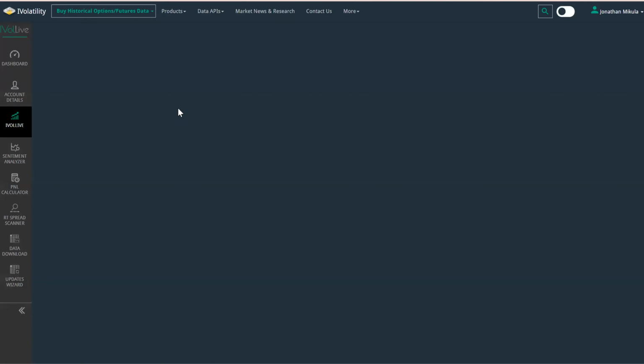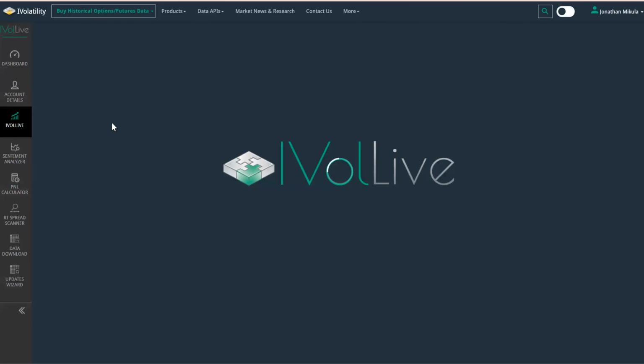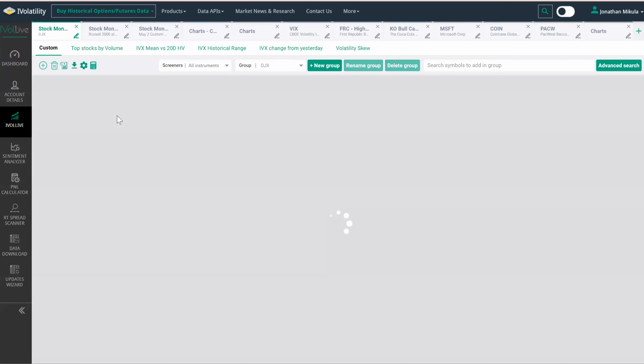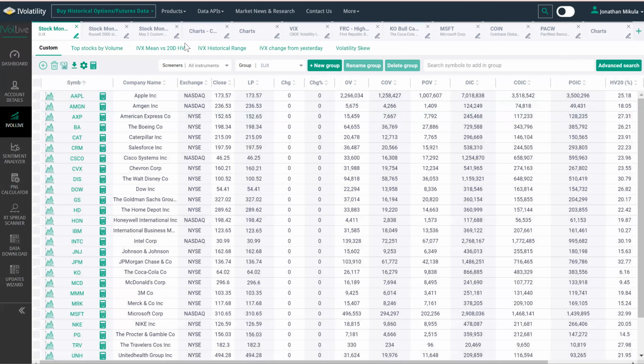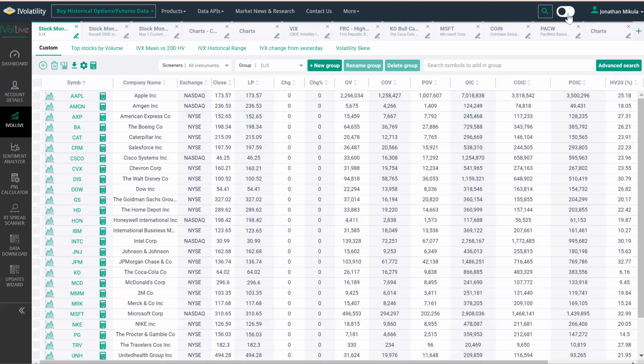So with IVolLive, you can continue to analyze those ideas that we're giving you, or you can analyze ideas of your own. We've recently updated this interface. A couple of quick housekeeping notes: you are able to toggle between night mode and day mode by clicking this moon icon up here.